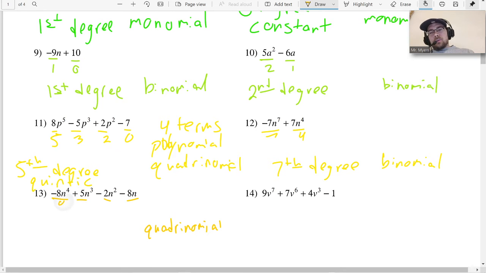Then this is a 4, 3, 2, 1. So it's a 4th degree. Quadrinomial. Okay. 1, 2, 3, 4. 4th degree. So it's 4 terms. So quadrinomial.